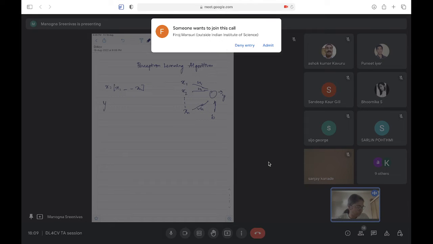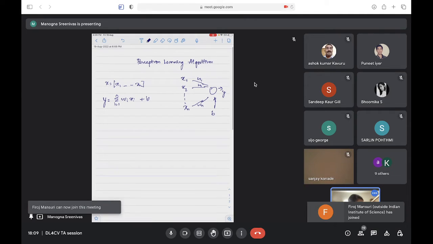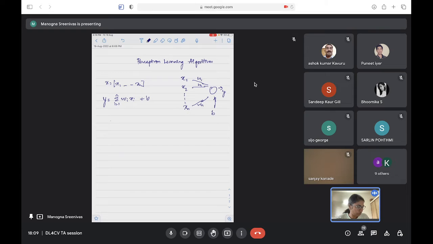So this y is actually summation wi xi, i goes from 1 to n, plus b. This is usually written in an augmented form, where instead of doing this, I use another w that goes from w1 to wn with b, and I augment my input as well, x1 to xn with a 1. In that case, I can write this as w transpose x.